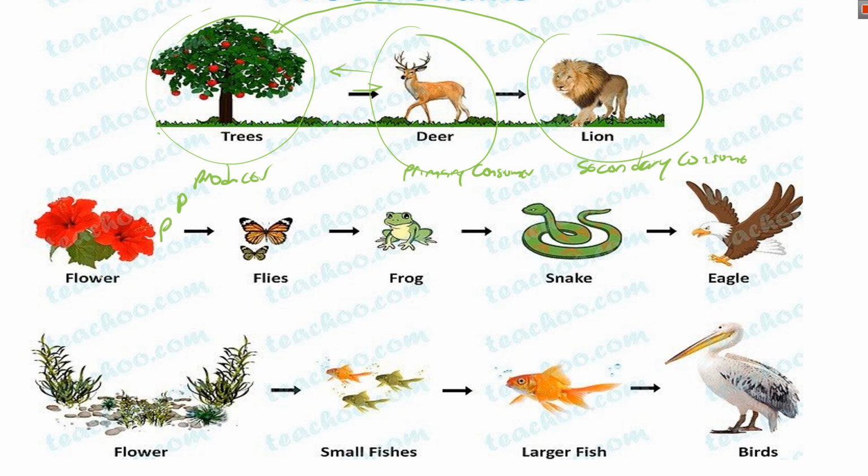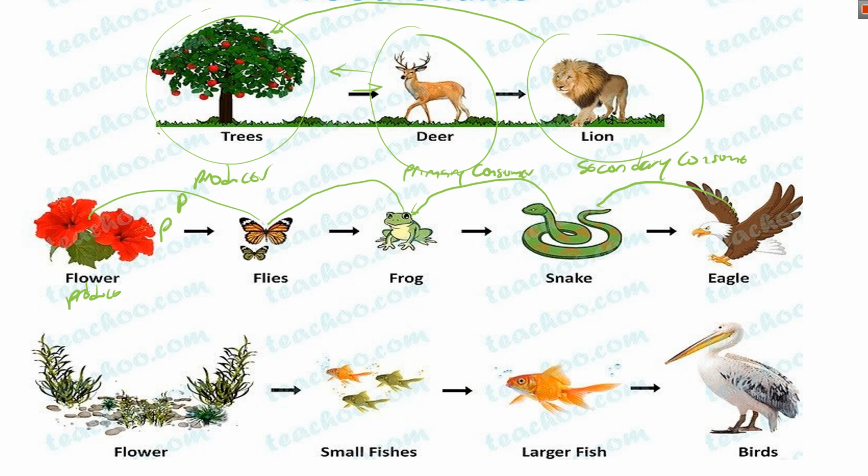Then we have this other example. This one is a flower, a plant producer. Then the butterflies or flies come and take the nectar. That is the primary consumer. Then the frog comes to eat the butterfly, that's the secondary consumer. Then the snake eating the frog is the tertiary consumer. Then we have an eagle eating the snake, which would actually be a quaternary consumer, but let's just stop at the tertiary consumer. When we talk about trophic levels, we are going to talk about five trophic levels.